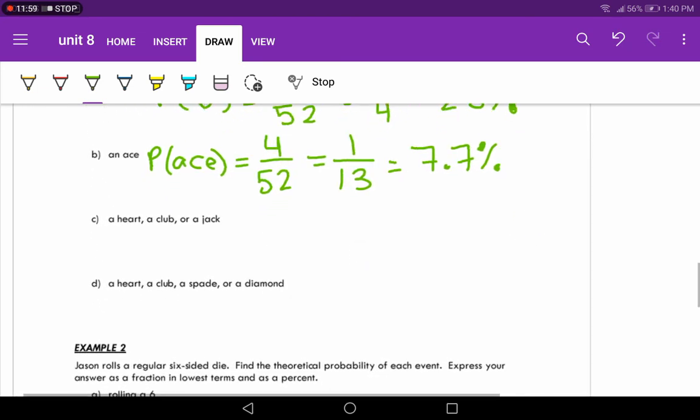All right, next one. Probability of a heart, a club, or a jack. So first of all, we need to think about this logically first, right? So for hearts, there's 13 total hearts, right? Clubs, there's also going to be 13. There are 4 total jacks, but 2 of them are already accounted for. So 1 jack there, 1 jack there. Whoops, that is a 5.